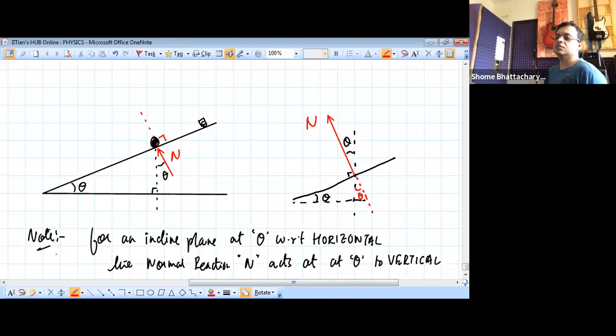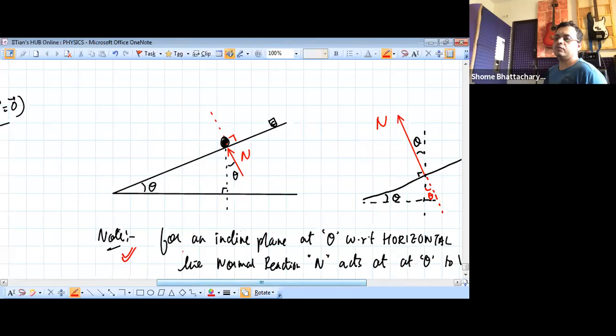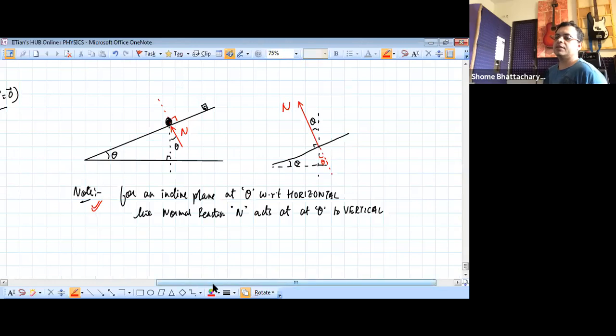But just remember this as a simple rule of thumb. Because there are so many cases where we look at normal reaction that this should become automatic after a while for you. If the inclined plane is at theta to the horizontal, then the normal reaction is at the same theta with respect to the vertical. Okay. So just keep in mind this fact over here.